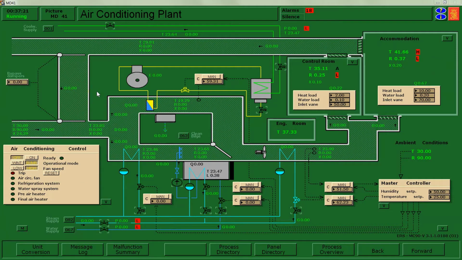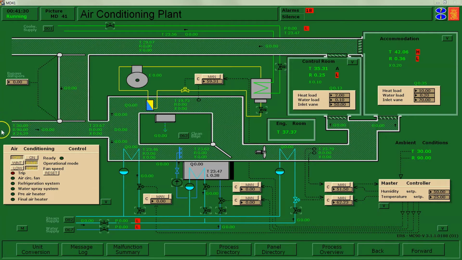Hi, we're going to take a look at the air conditioning plant in this module. The air conditioning plant in the simulator represents what you might find inside of a building in terms of being able to supply hot and cold water, air to supply to a building. Let's just talk through the system.